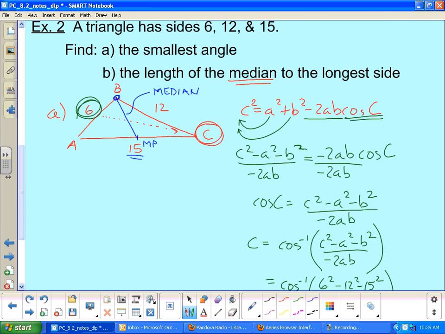So I'm looking for that as the median. Now when I do that, I split this length into half of what it normally is, so 7.5 on either side. So if I know that that's 7.5, let's take out that little triangle, triangle A, B, and median, and see what we can find. So that's going to be a 6. This is going to be a 7.5.